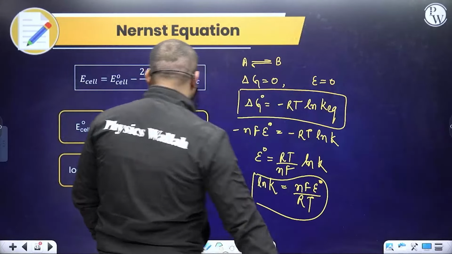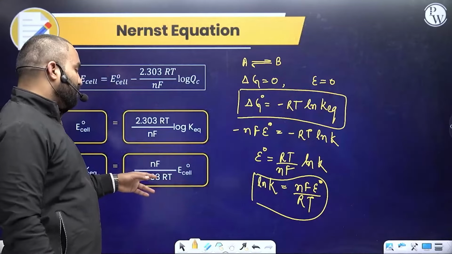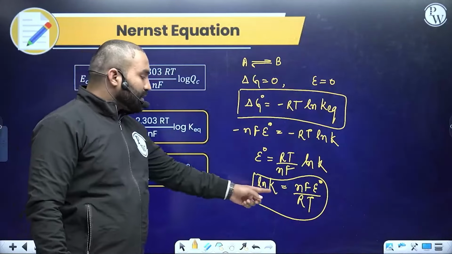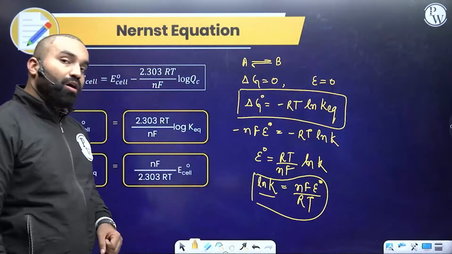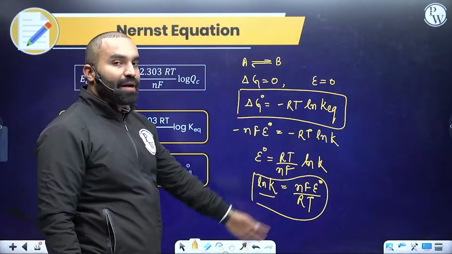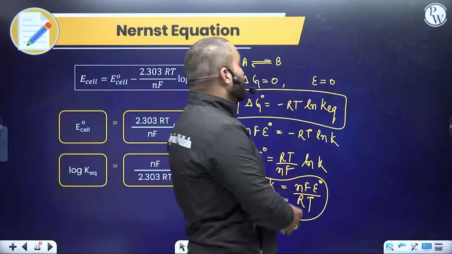Check please. This is the equation that I have on the left hand side also clearly written. Now when you change this ln of K to log of K, this 2.303 factor comes and gets into the denominator. So this is the application of Nernst equation.